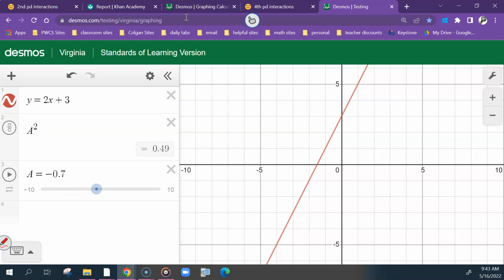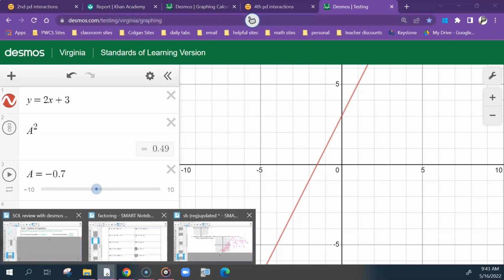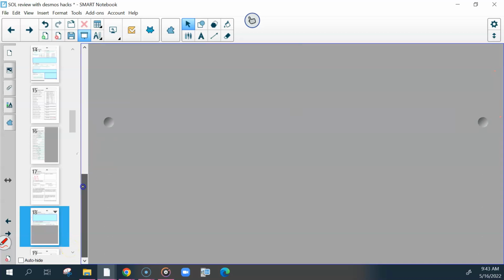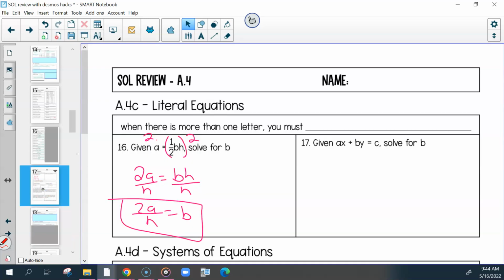As soon as everything gets back to me. For the bottom questions that are all word problems, do we want to go over any of those? 23. We could do 23.